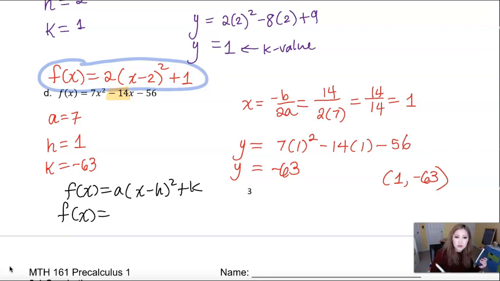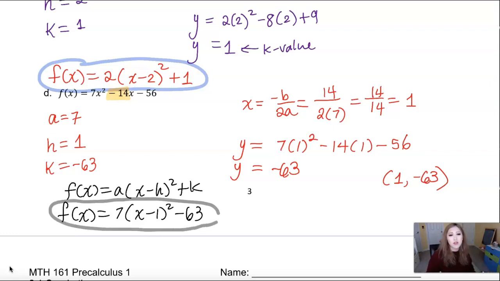F of x equals, a value is 7. X minus h will be x minus 1. And plus k will be adding a negative 63. So let's write that as minus 63. So we looked at 4 different, very similar examples, and we rewrote a standard form equation into vertex form using the vertex formula.